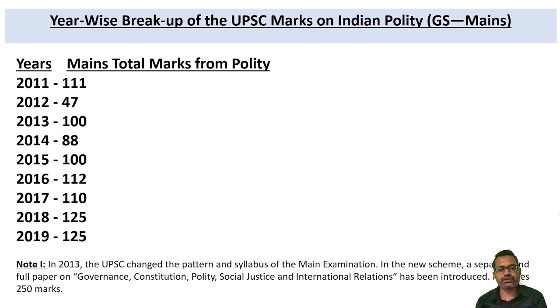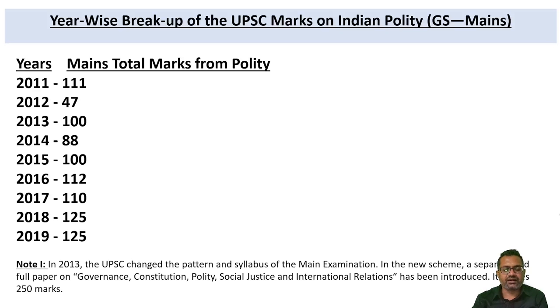So GS Paper 2, which consists of a total of 250 marks, has half of its marks from polity and governance. From this you can understand the importance of the subject from the mains point of view and in your final selection. So we will now continue with the second part of our lecture. In the second part of our lecture, we will analyze the syllabus of UPSC.